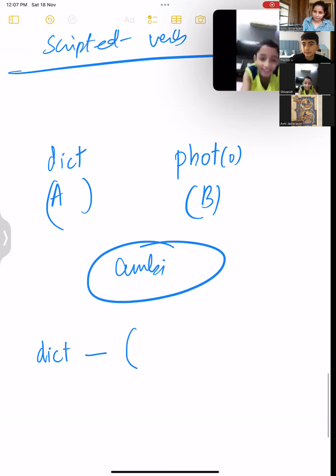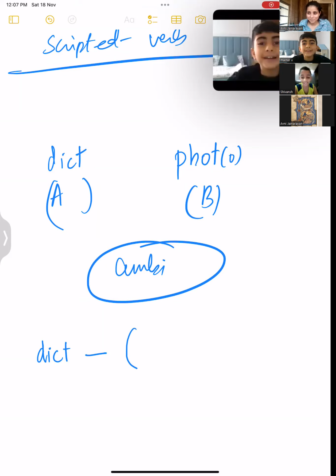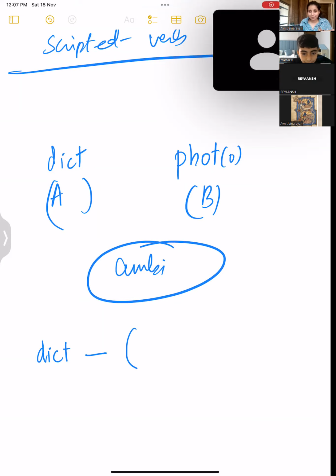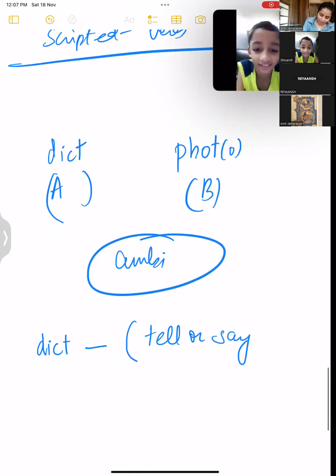Ma'am, dictation. Yes, you're right. And what does the teacher do in dictation? Someone is saying, right? Someone is narrating. In dictation, the teacher tells us to write sentences. So dict means tell or say.